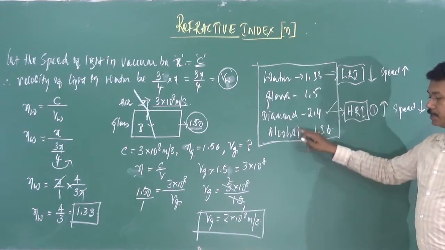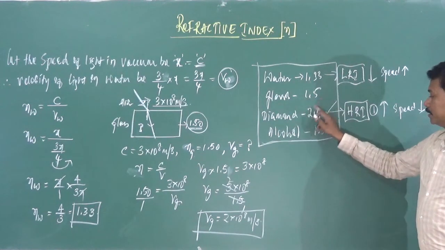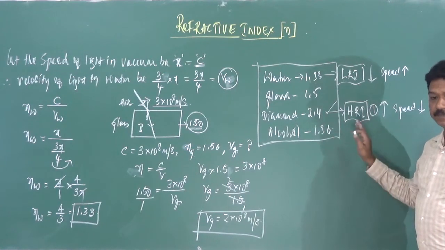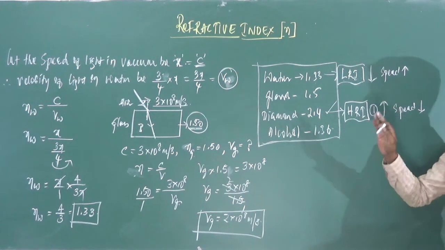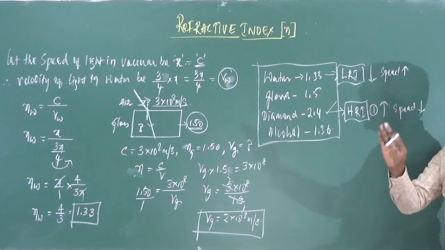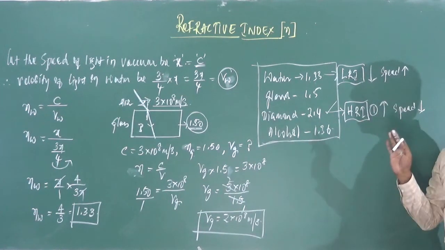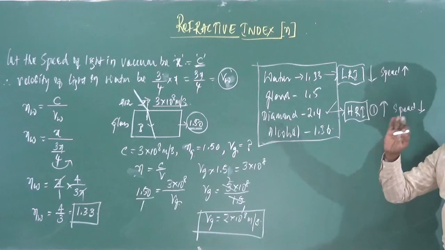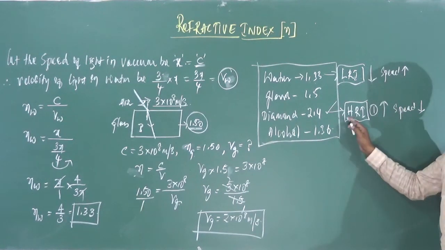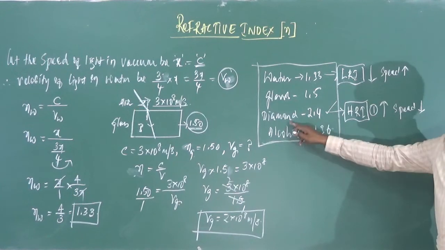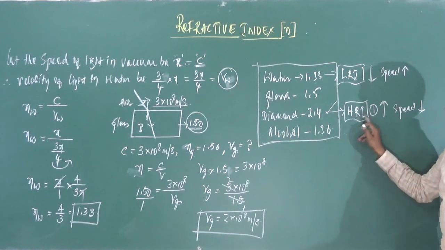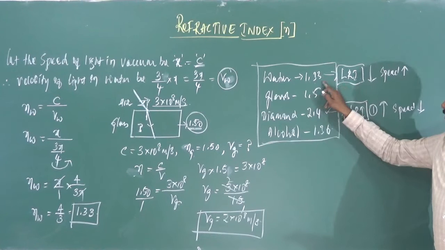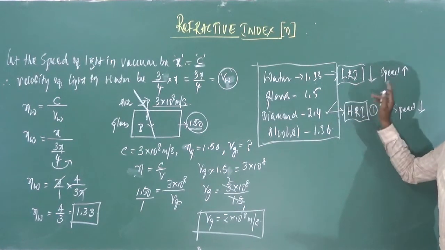So 4 substances are given to you and their refractive indices are given. Now he has asked you to find out the substance having the highest optical density and the lowest optical density. So compare the values. Which particular refractive index is the highest? That becomes the highest refractive index. So 2.4 is for diamond. So diamond has the highest refractive index and water is 1.33, which is the lowest refractive index.